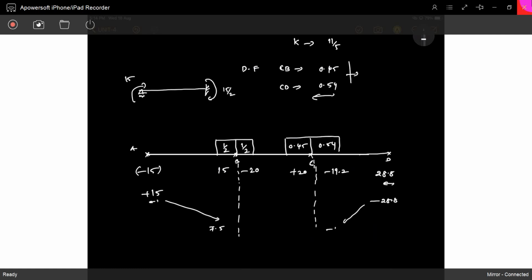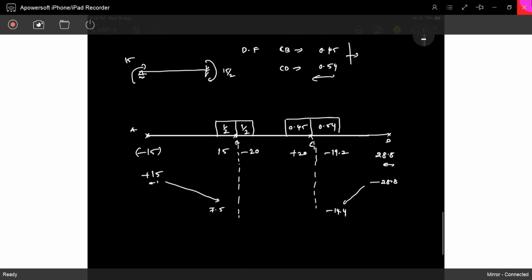Minus 14.4, because it is in the same direction. That's it. For A and B we can leave it, and for A and D we can leave it. Their distribution we maintained as 0 for A and D. That's enough, one thing is over. Now we can observe something.